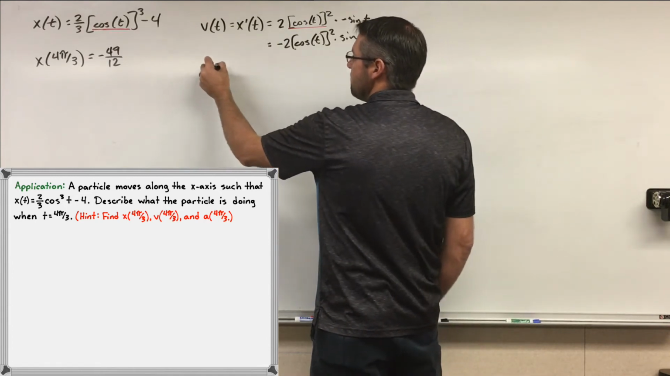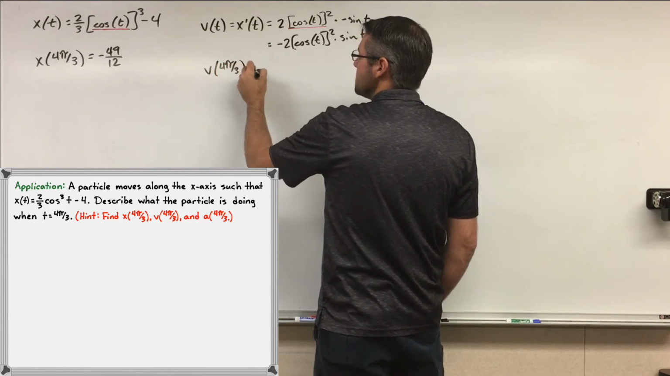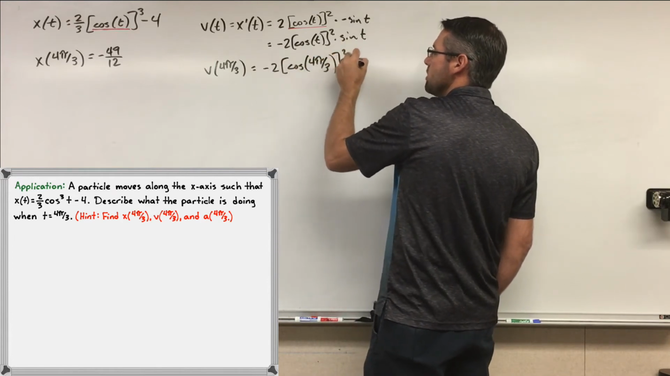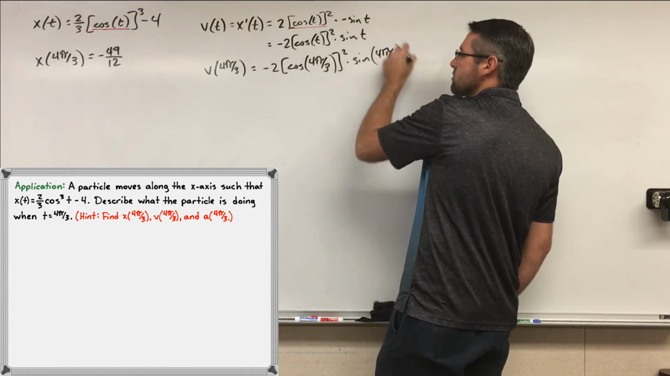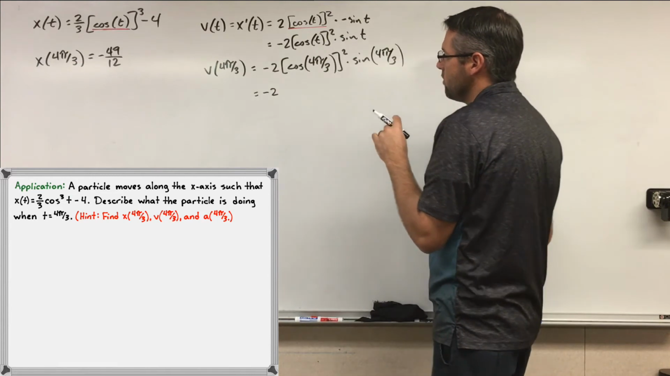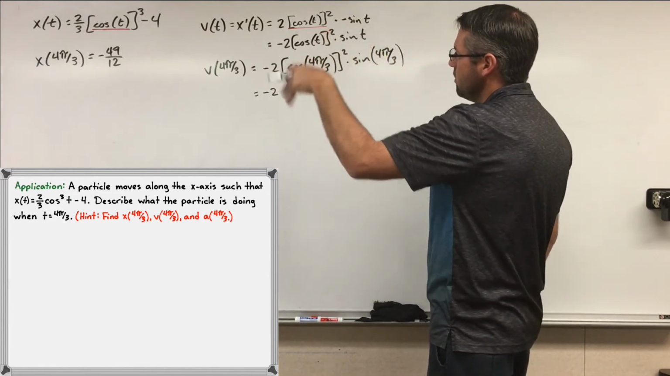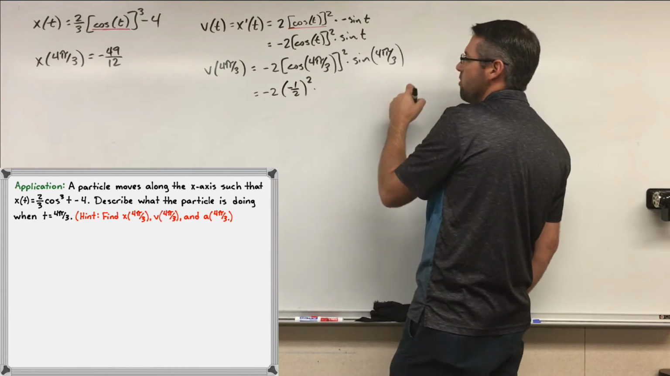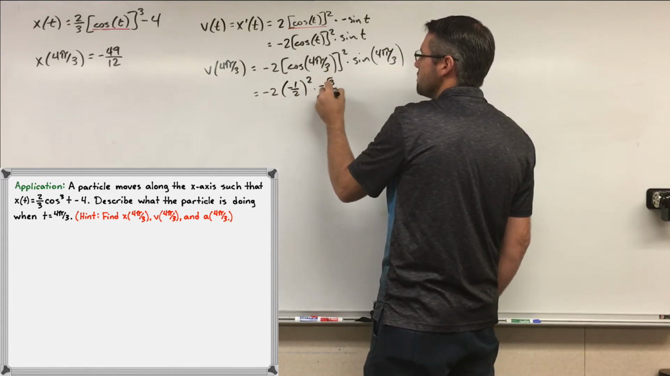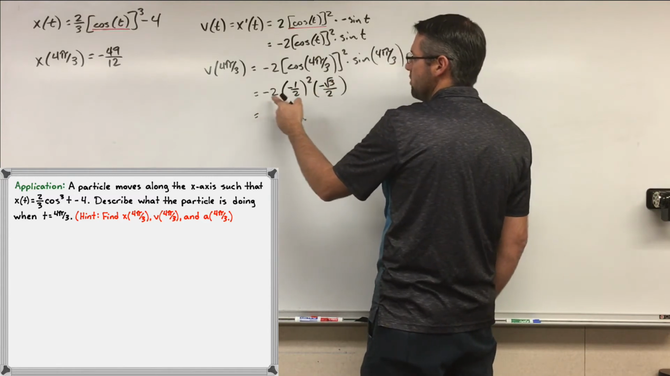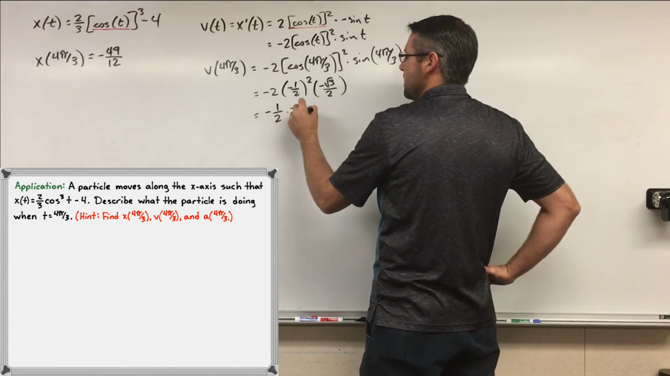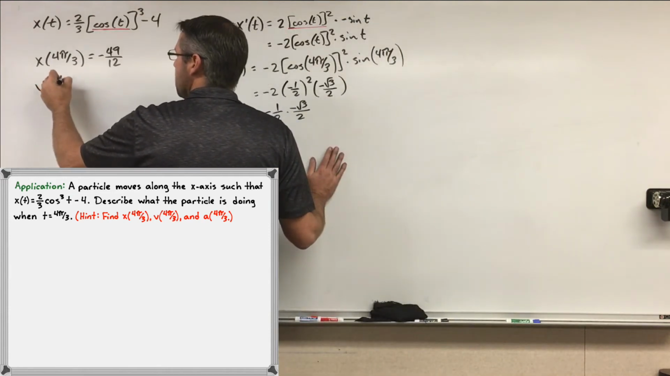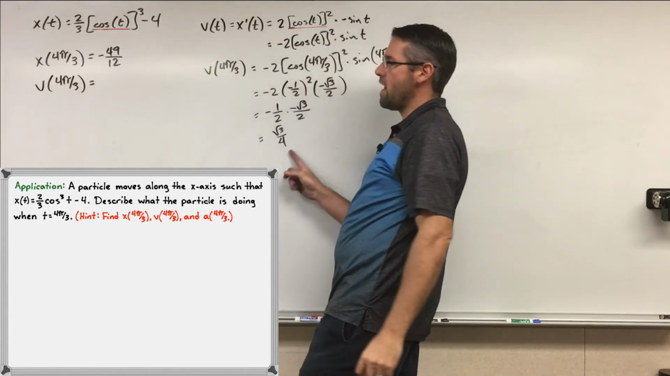And of course, I want to find the velocity at 4 pi over 3. So that's going to be negative 2 times cosine of 4 pi over 3, all squared, times sine of 4 pi over 3. Simplifying that, cosine of 4 pi over 3 is, again, negative 1/2, squared. And sine of 4 pi over 3 is going to be negative rad 3 over 2. Then we can simplify that: 1/4 times negative 2 is negative 1/2, times negative rad 3 over 2, and that simplifies to rad 3 over 4. So we have the velocity at 4 pi over 3 equaling rad 3 over 4.